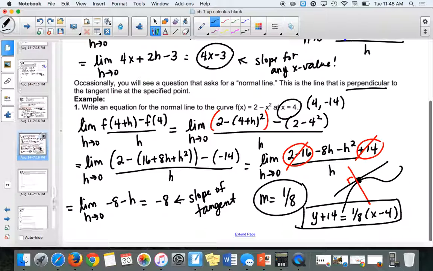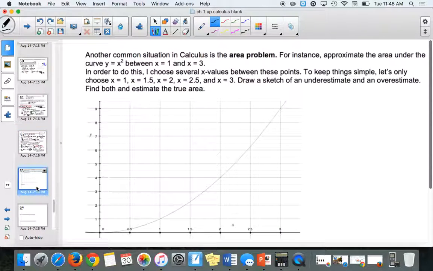All right, and then the last thing we have, I don't know, we don't have much time, is an area problem, so we'll do this next time, but this is going to involve some rectangles underneath this curve. So I'm going to give you your homework so you can at least start it. Do the limit ones.